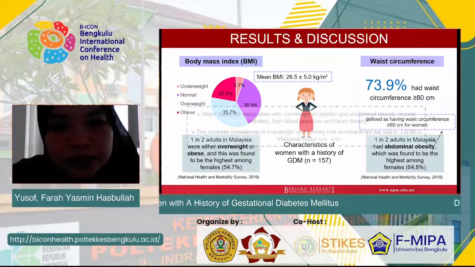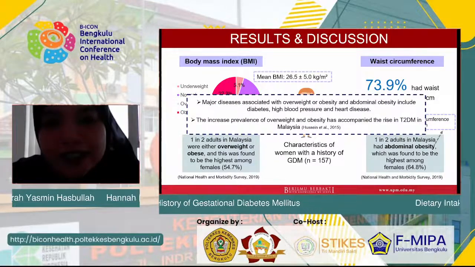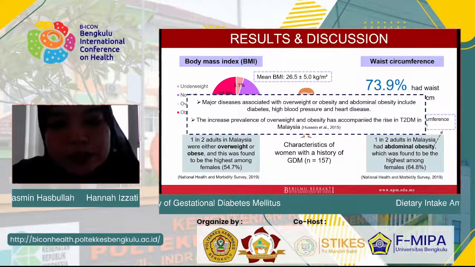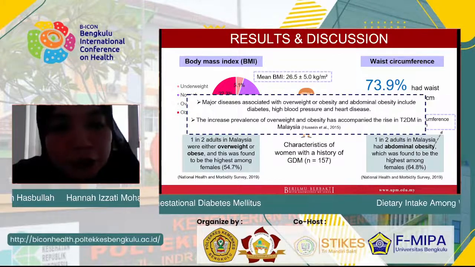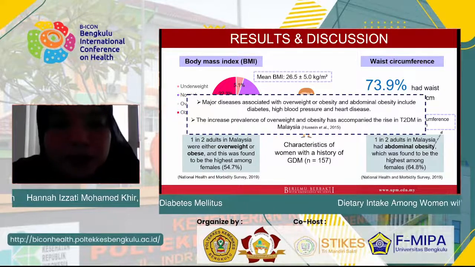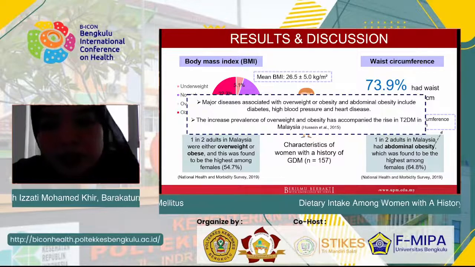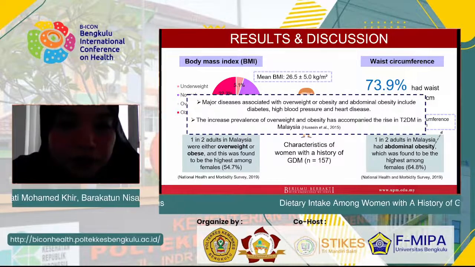All right, so this finding is alarming, as major diseases are associated with overweight or obesity and abdominal obesity, including diabetes, high blood pressure, and also heart disease. And furthermore, the increased prevalence of overweight and obesity has also accompanied the rise in T2DM in Malaysia.